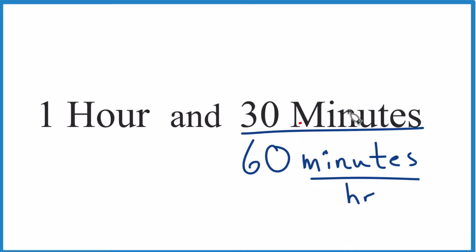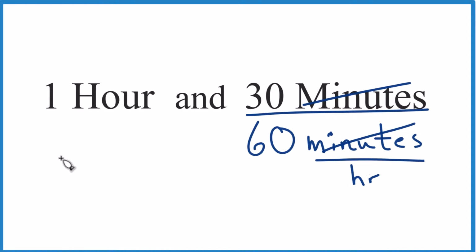So now when we divide, minutes cancels out. We're going to be left with hours. 30 divided by 60, that's just 1/2, 0.5. So in answer to our question, we take our 1 hour and we add 0.5. That's 1.5. So 1 hour and 30 minutes is 1.5 hours as a decimal.